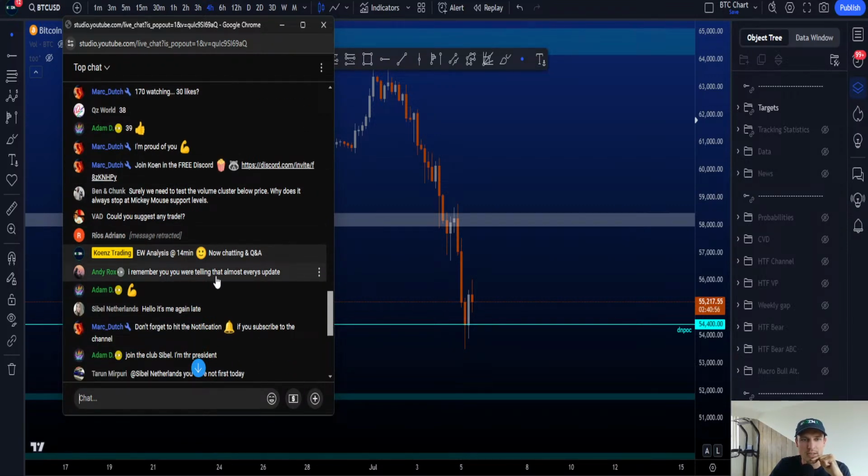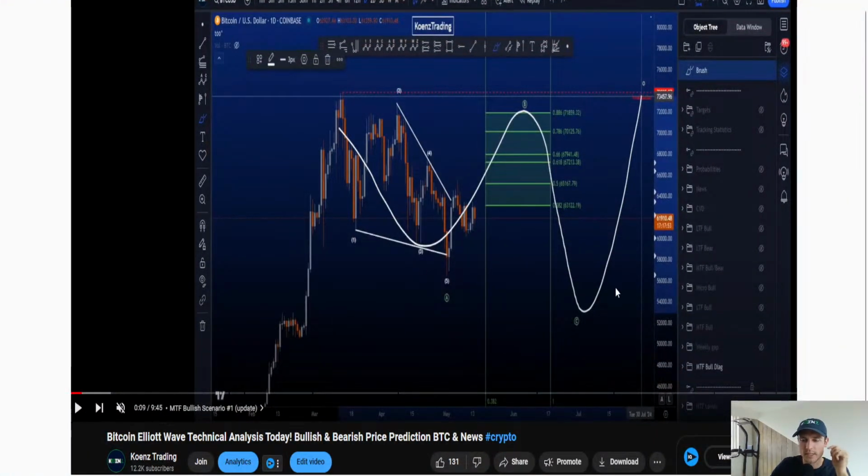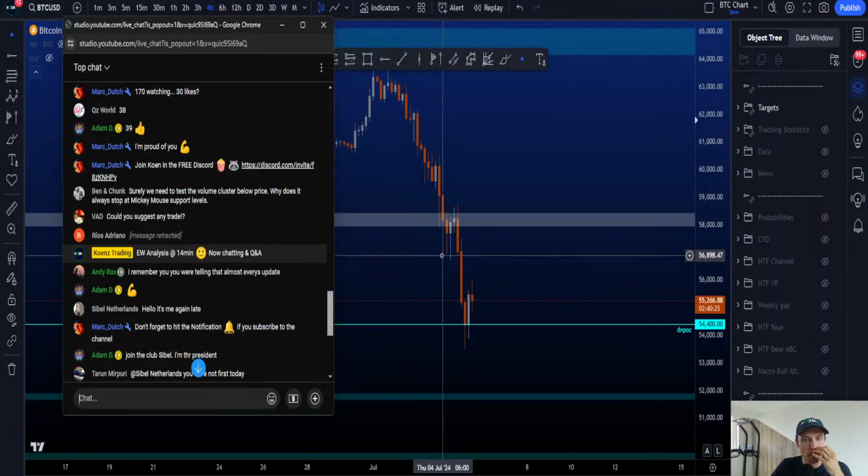I remember you were telling that almost every update. Yeah, the ABC zigzag. Yeah, true. Of course, the moment price moves up and you talk about scenarios like these, people think you're crazy. Of course, we also have bullish scenarios, but I was never happy with the low we got here, and now I'm happy because we came back again.